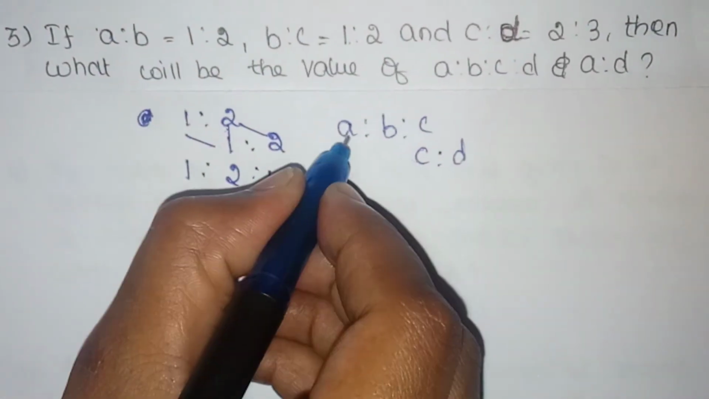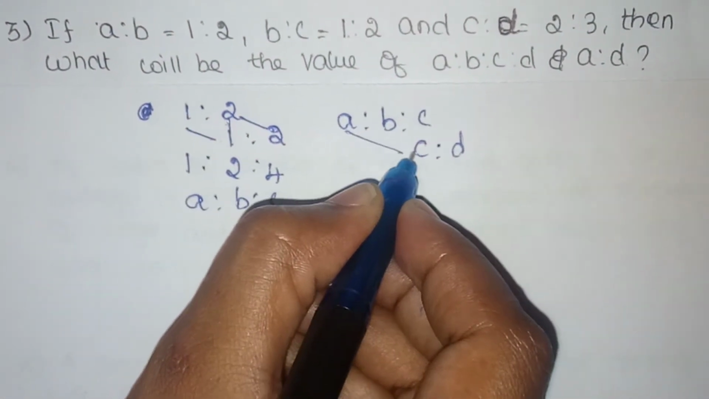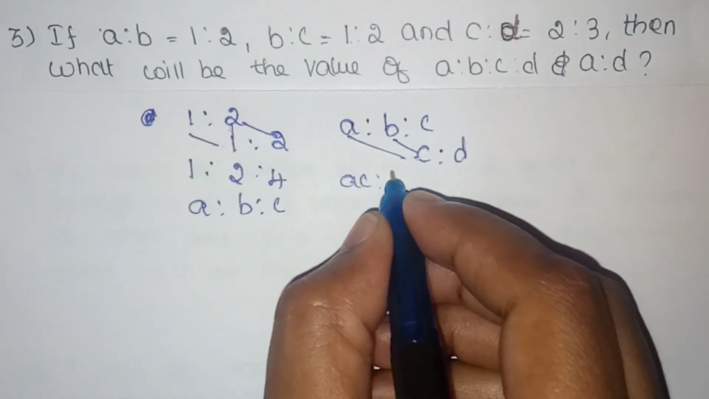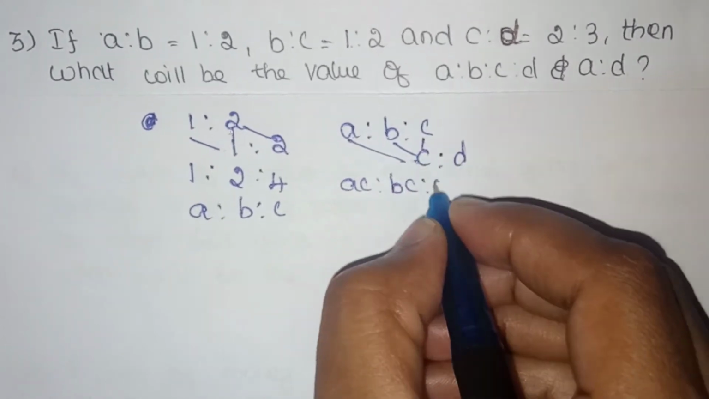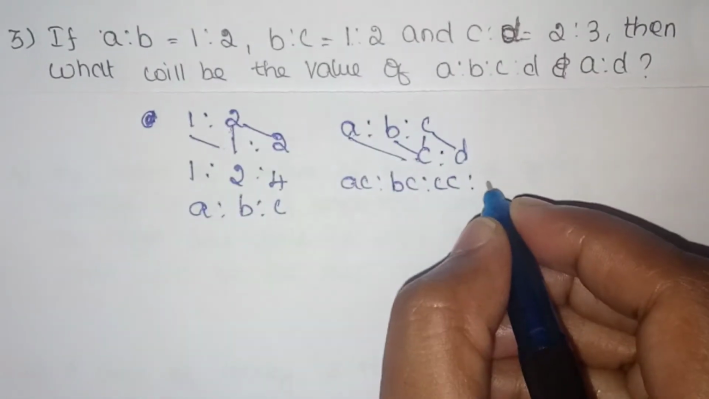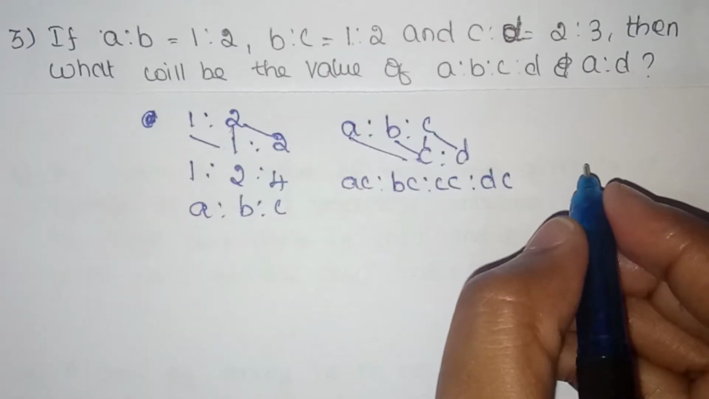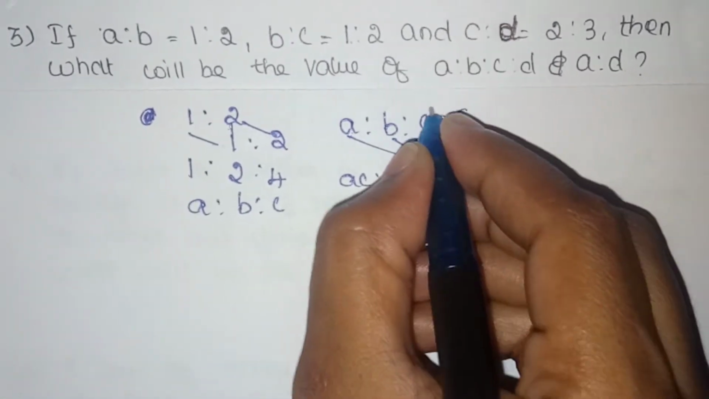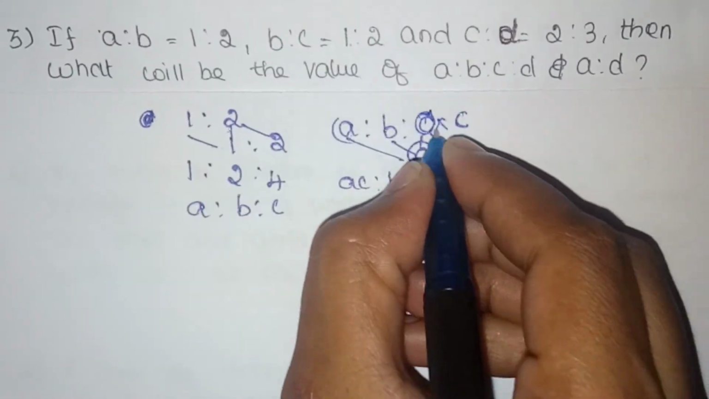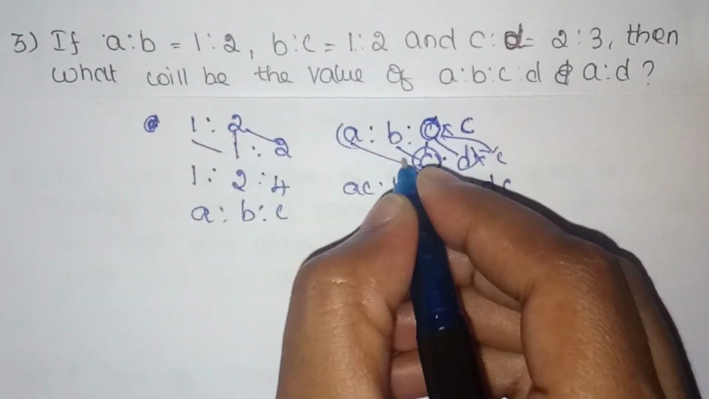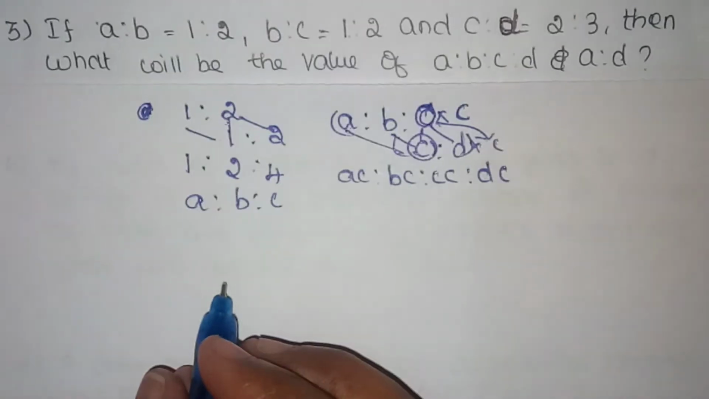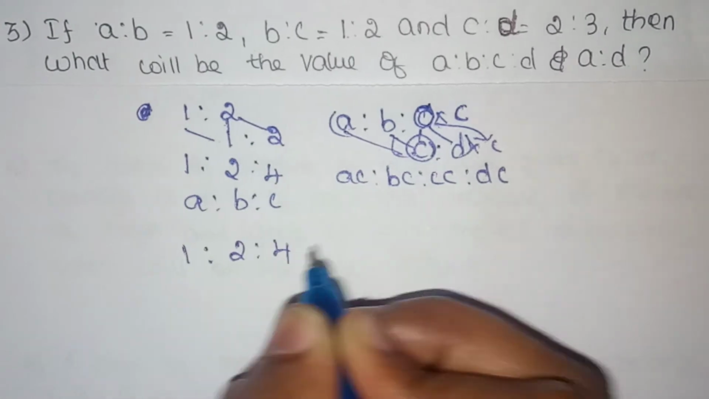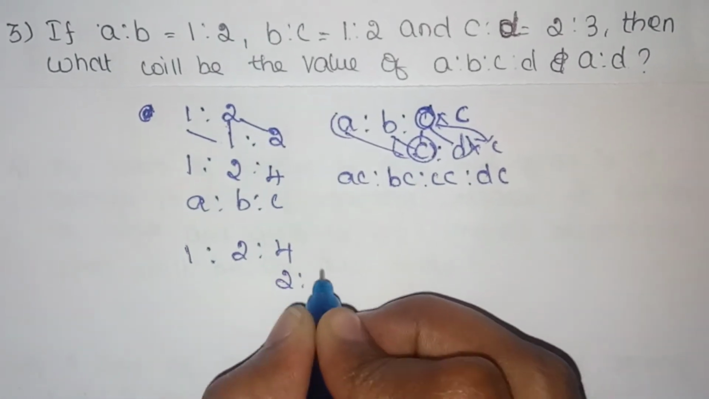You have to take this first and multiply it with the first term. So A into C will be the first, next C into B will be the second, next C into C, last C into D. Here the procedure is nothing but the value of C into this entire ratio and the value of C into this entire ratio. Now let us see the answer for this problem. The combined ratio is 1 is to 2 is to 4. Now we are combining with the third ratio 2 is to 3.